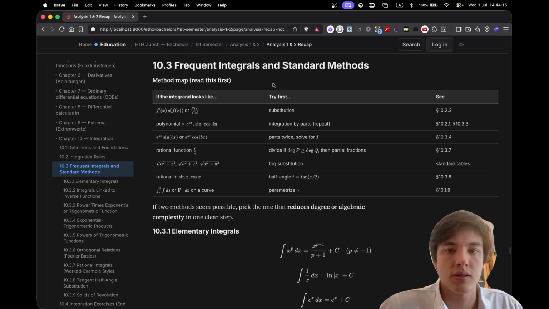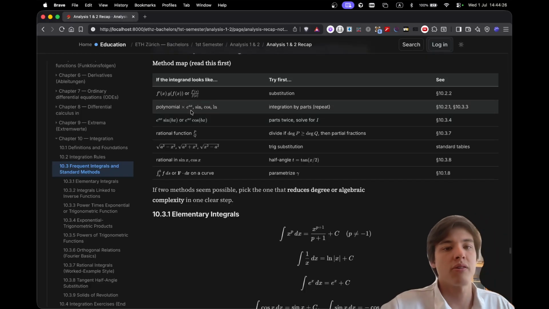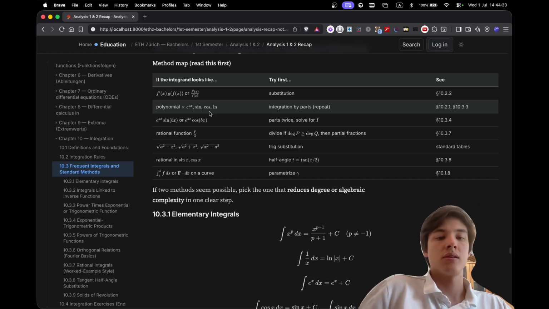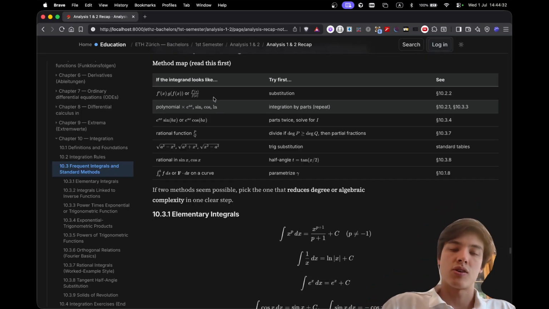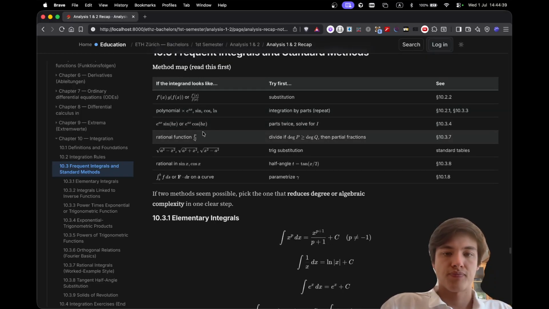Frequent integrals. So we have this or this. Substitution. Polynomial times e to the power of something, sine, cosine, we integrate by parts. Sine and cosine, we would get the same term, and then we can solve it easily. Parts twice.